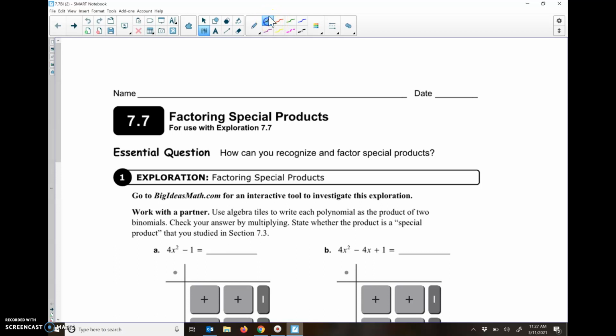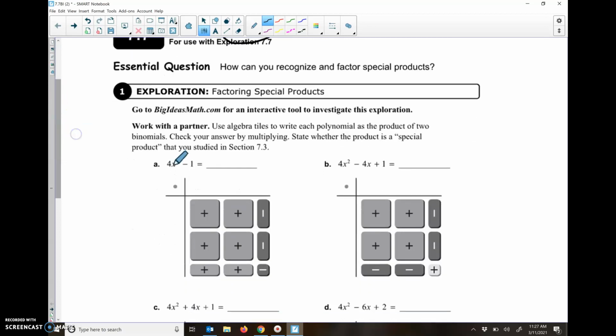So kind of like lesson 7.3, this is kind of a repeat of lesson 7.6 where we're just factoring. And then the fact that it says special products, that means everything in this lesson is going to be perfect squares. So as long as you know your perfect squares like you did for lesson 7.3, it's going to be pretty similar then. So if we look at letter A here, we have 4 and we have 1.